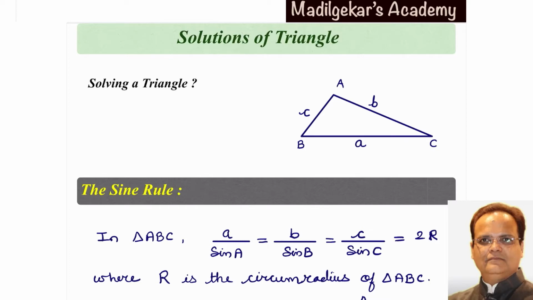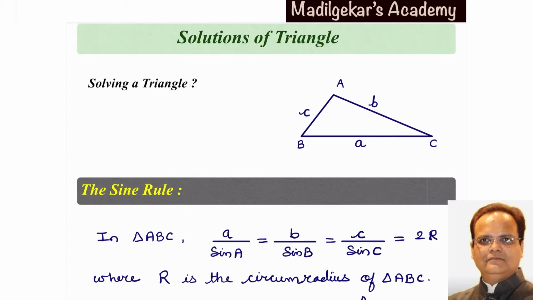Let us fix some notations. Let us denote the length of the side opposite to the vertex A by small a, the length of the side opposite to the vertex B by small b, and similarly for C. Capital A, B, C will be the angles at their respective positions.